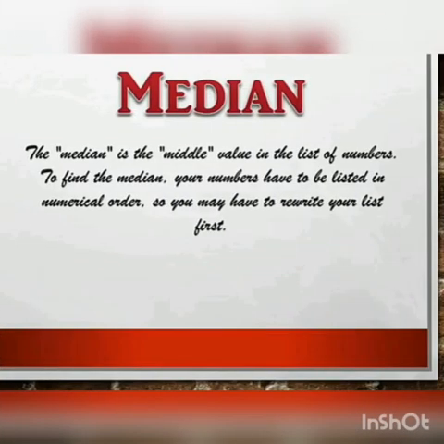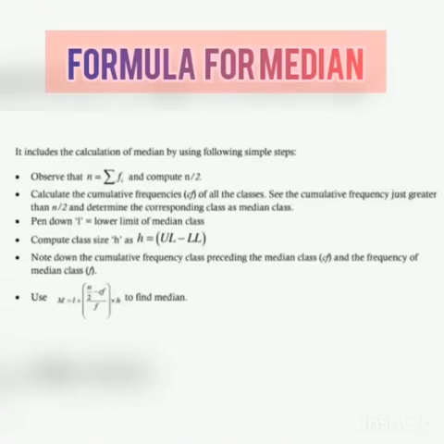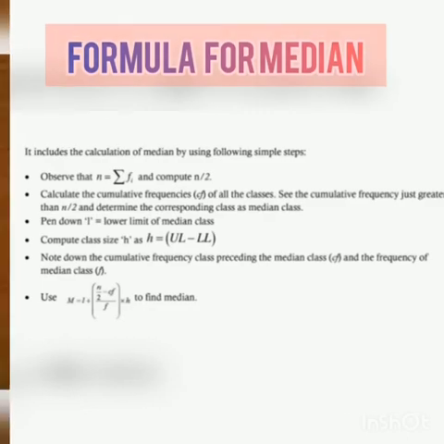Now, let us know about median. Median is a measure of central tendency which gives the value of the middlemost observation in the data. In case of ungrouped data, we first arrange the data values of the observations in ascending order. The formula for median is L plus (n upon 2 minus Cf) upon f, into h, where L is the lower limit of the median class, n is the number of observations, Cf is the cumulative frequency of the class preceding the median class, f is the frequency of the median class, and h is the class size.